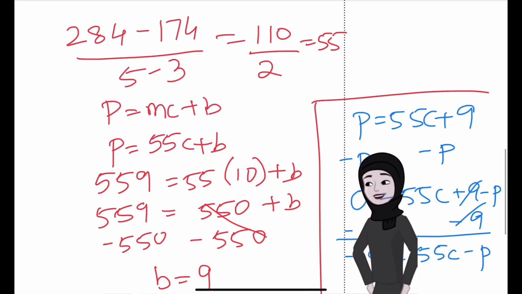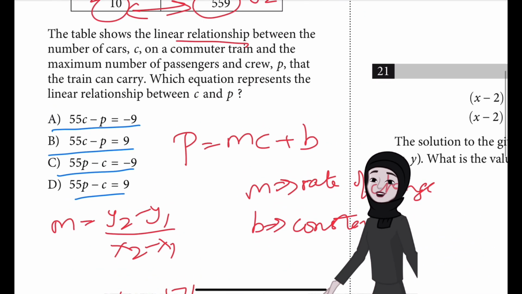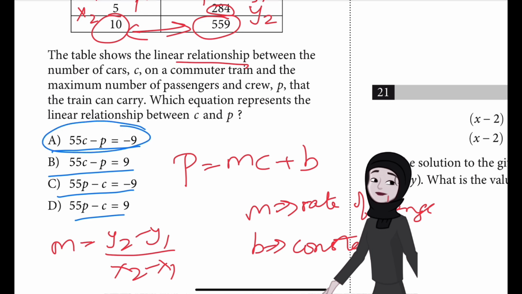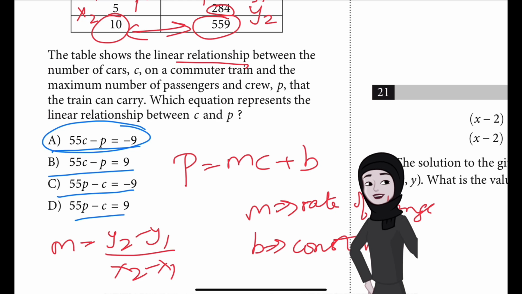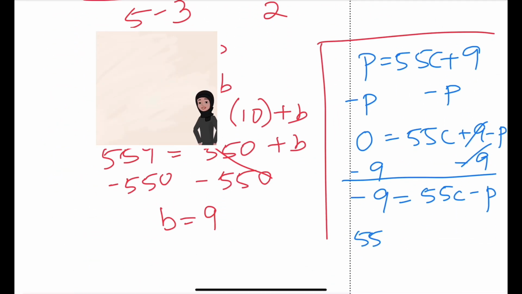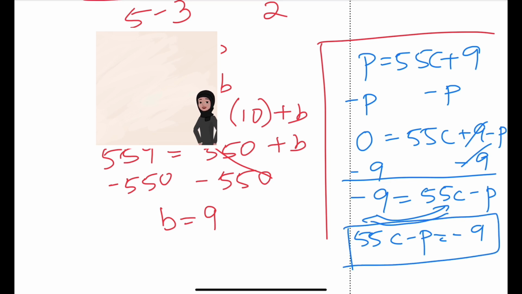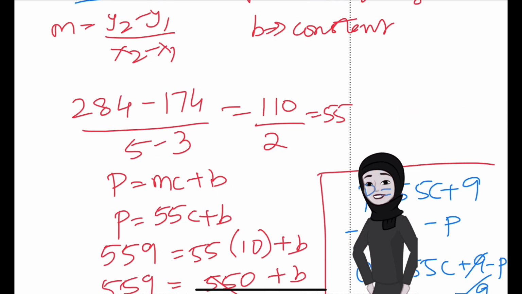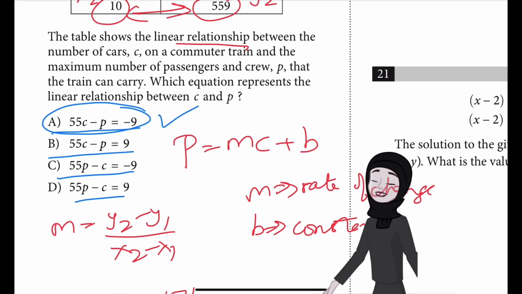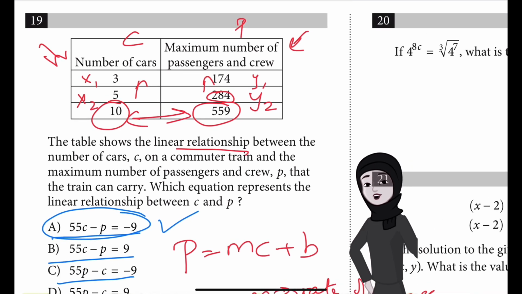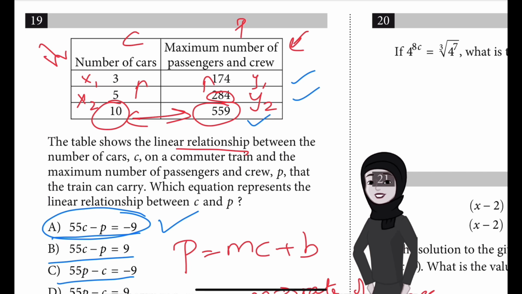So let us see, this is matching to which one. So you can see that it matches to answer choice A. So choice A is correct. Of course, we have written in the other way, 55c minus p is equal to minus 9. If you just push the left hand terms to the right hand side and the right hand terms to the left hand side, we will get what is matching from the answer choices. So 55c minus p is equal to negative 9. That is the relationship. So all we had to do was use a set of terms to find the slope and then use another term to calculate the y-intercept, and then rearrange.